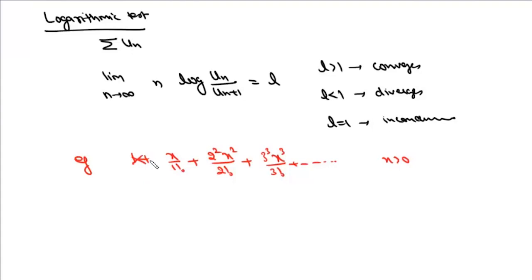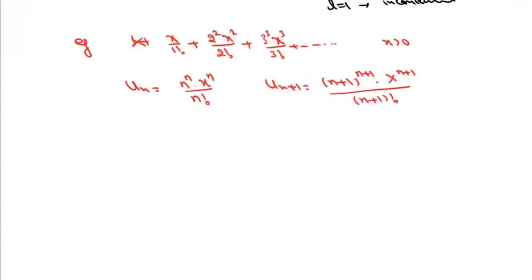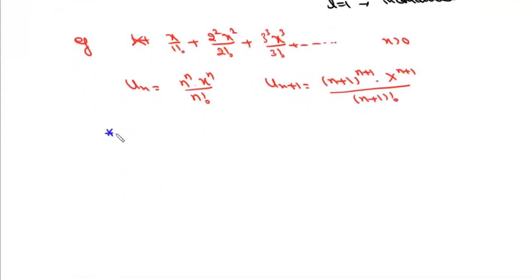Now if we omit this first term, we can write un for the series as n to the power n into x to the power n upon factorial n. And un+1 will be (n+1) to the power n+1 x to the power n+1 upon factorial n+1. Now first we'll use D'Alembert's ratio test.